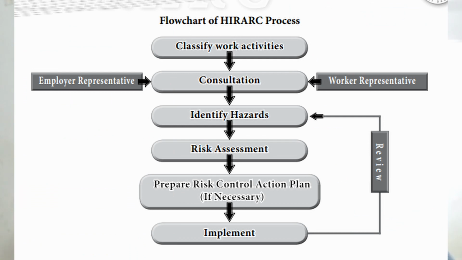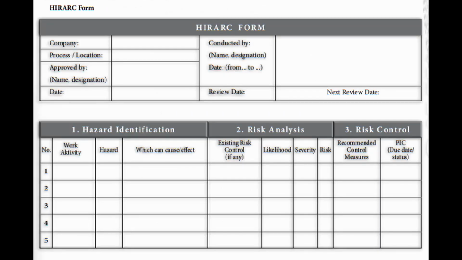So the first is to classify the work activities. Second is to identify the hazard. Third is to conduct a risk analysis. Fourth is to recommend the control measures. Next, here is an example of a HIRARC form.